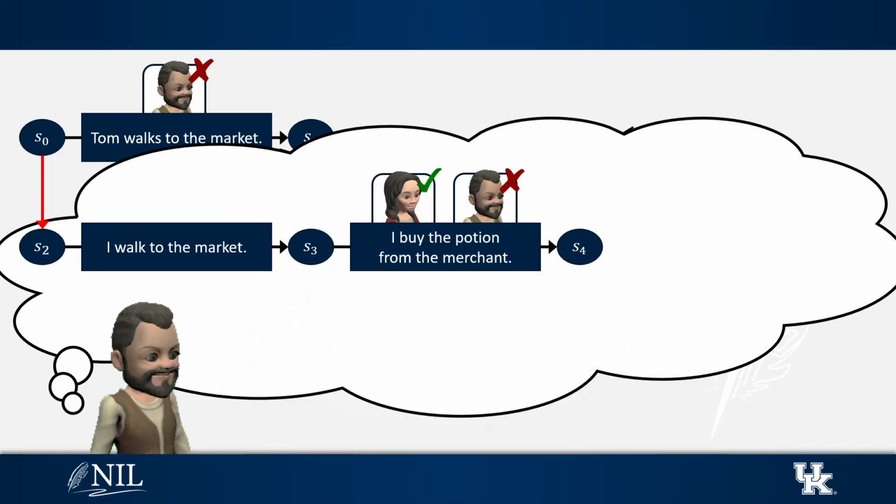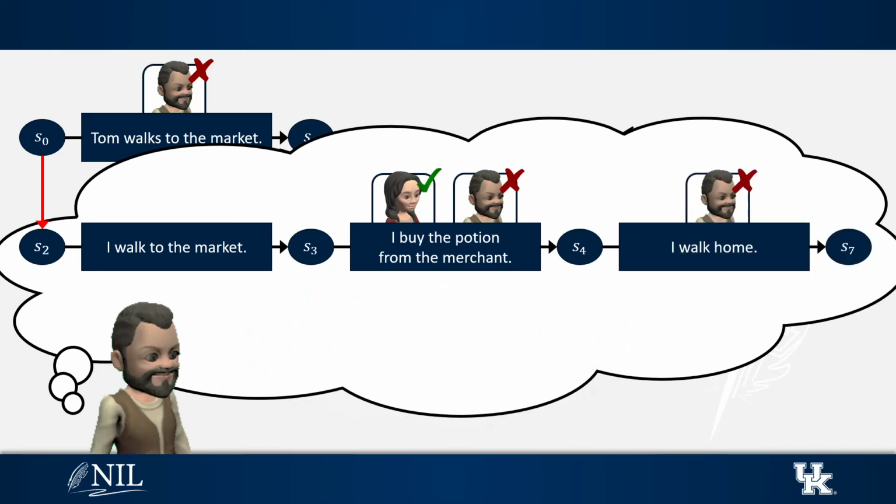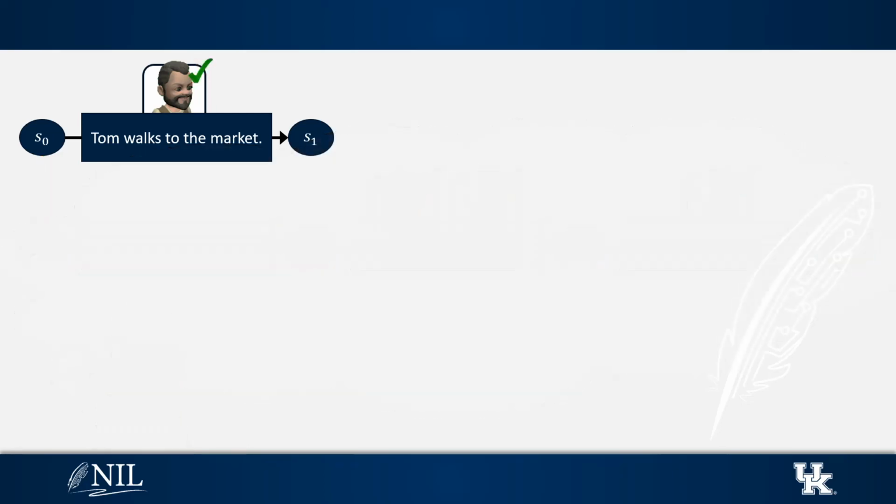So now Tom is free to complete his plan. If he walks home, his utility will increase to 1 because now he's home with the potion. So that explains why he'd be willing to walk home and why he'd be willing to buy the potion. All of that contributes to the explanation for why Tom is willing to go to the market. He's willing to do it because he can imagine a way that that action might increase his utility.